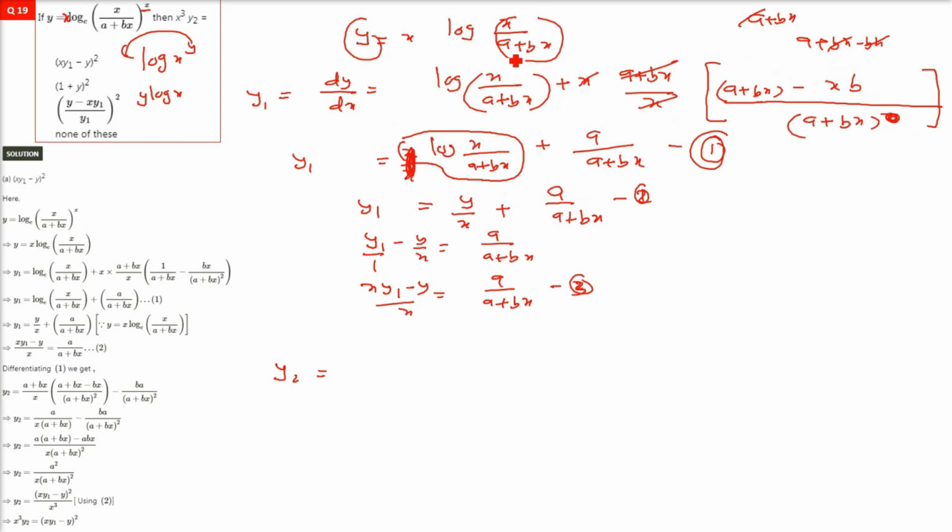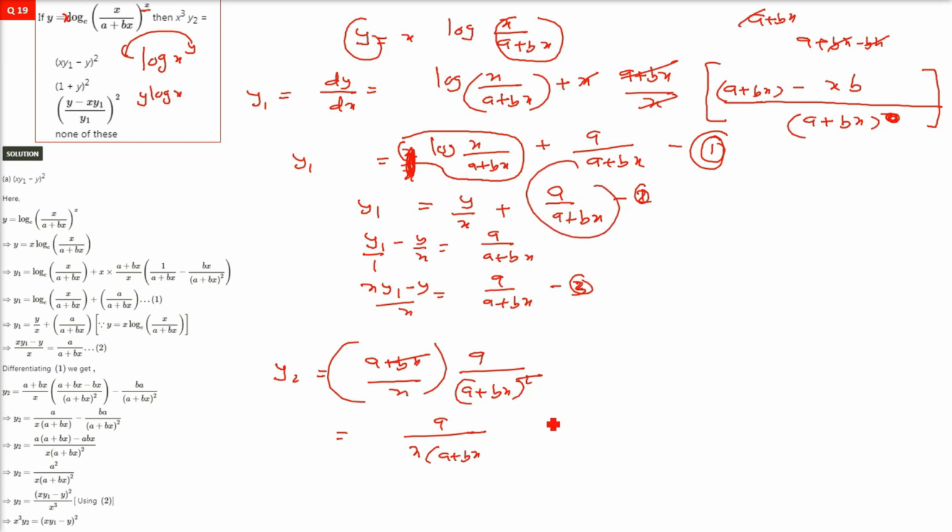This differentiation of log x by a plus bx we have already done, if you remember, while doing the product rule for x into log x by a plus bx. So let us differentiate this y1. It is going to be a plus bx by x, and in the numerator only a, and in the denominator we have a plus bx. We can just cancel this out, and then we have a by x into a plus bx. Now we have done this differentiation. Now the next differentiation will be done.